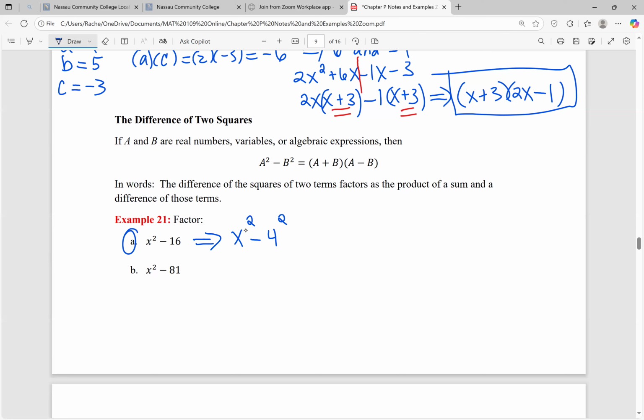So doesn't this look like a squared minus b squared, right? Think of x as a and 4 as b. And the way we factor that is we take a plus b and then we multiply that by a minus b. So we're going to take x plus 4 and then multiply that by x minus 4. And that would be my factored form for x squared minus 16, which is the difference of two squares.